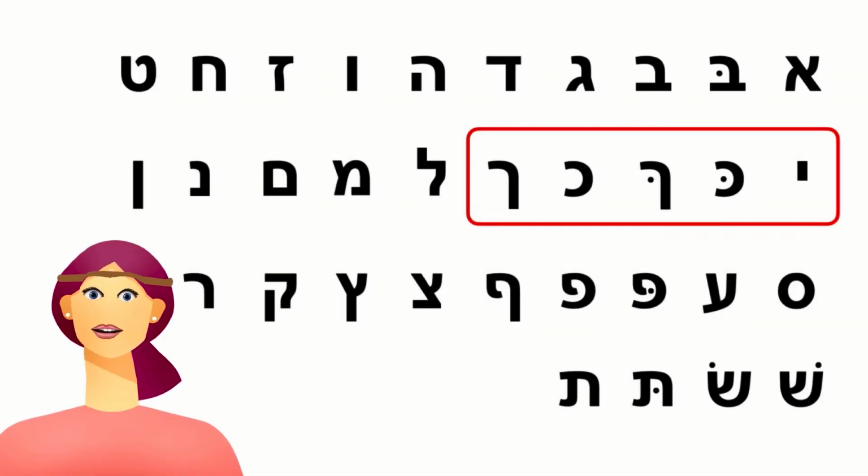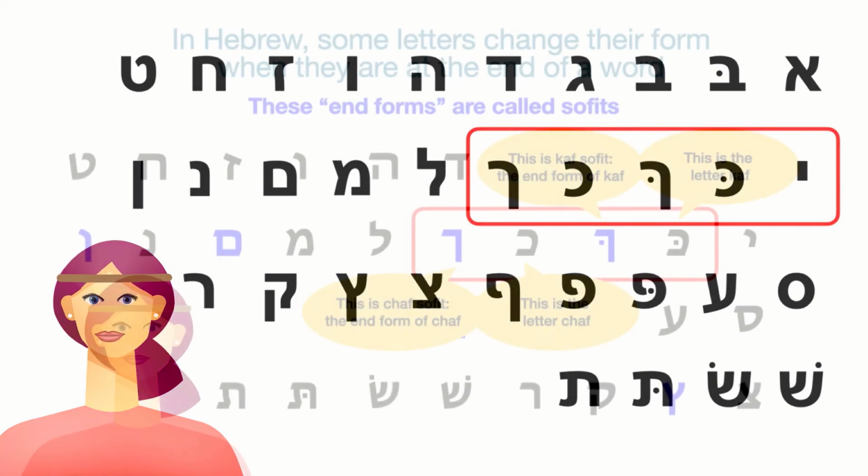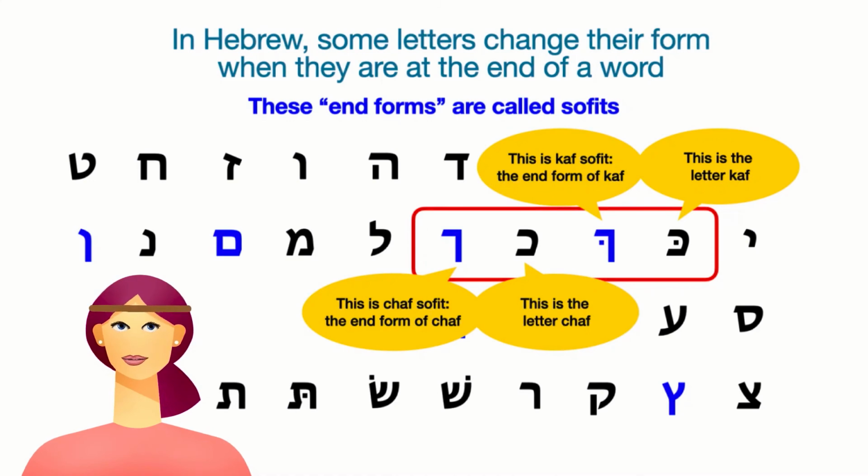I hope you still remember Aleph, Bet, Vet, Gimel, Dalet, and Hey, and also Vav, Zayin, Chet, and Tet. And now, you also know Yod, Kaf, Kaf sofit, Chaf, and Chaf sofit. And now, you also know that some letters are written differently when they are the last letter of a word. Such end forms are called sofit.